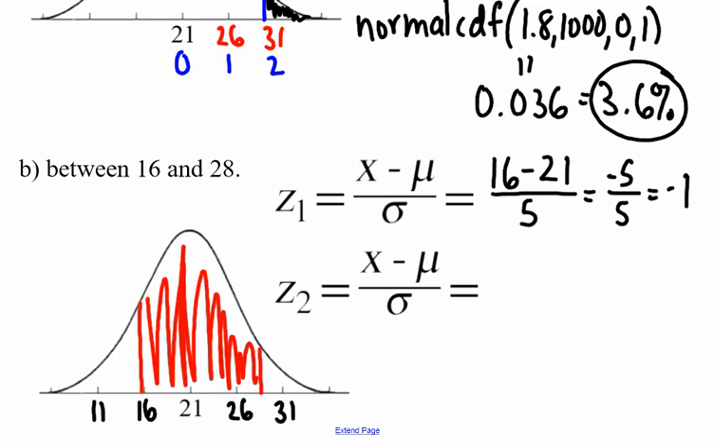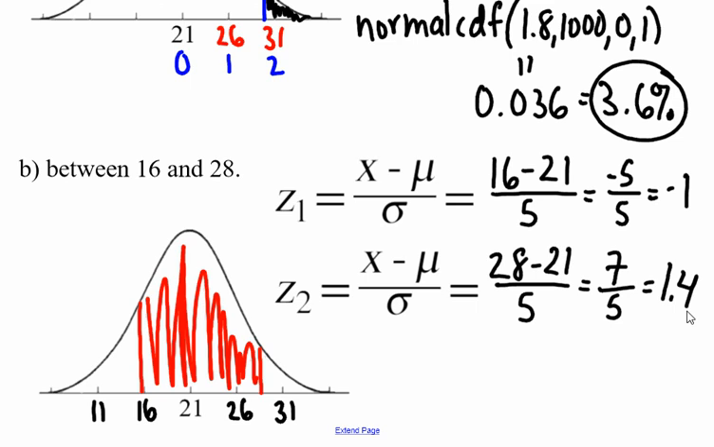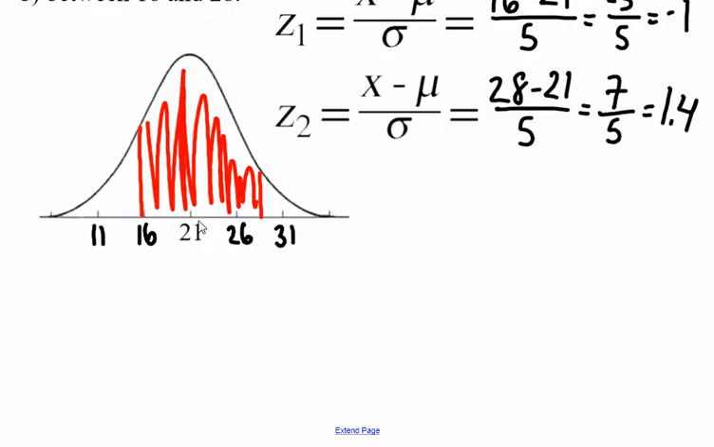So somewhere there. I want to find the probability of being in there. Second z-score, 28 minus 21 divided by 5. That's going to be 7 divided by 5, which is 1.4. Now, just to show the standard normal, this would be 0, this would be 1, this would be 2, this would be negative 1, this would be negative 2. I'm really trying to find it in between negative 1 all the way up to this right here, 1.4.